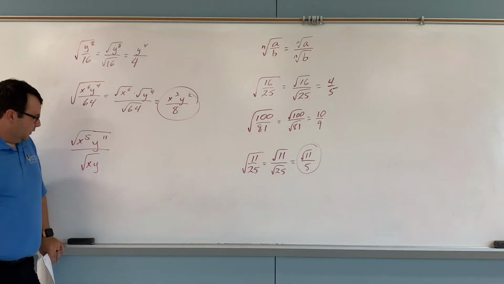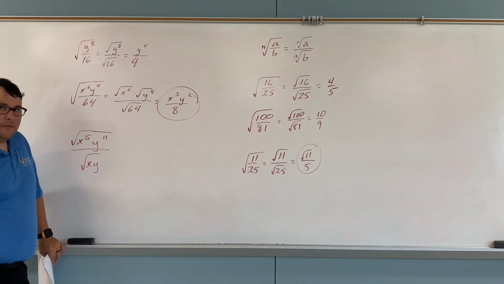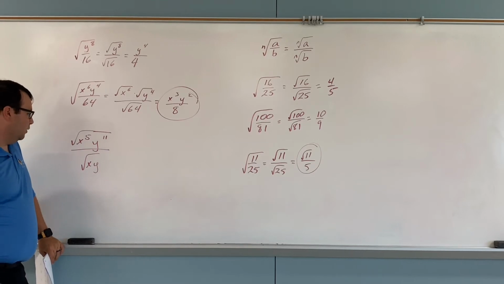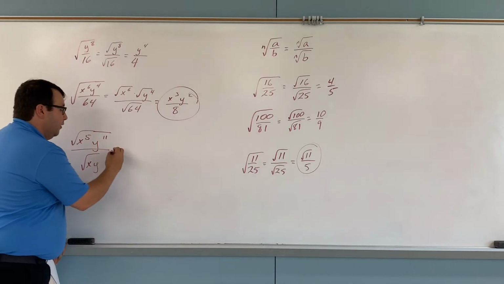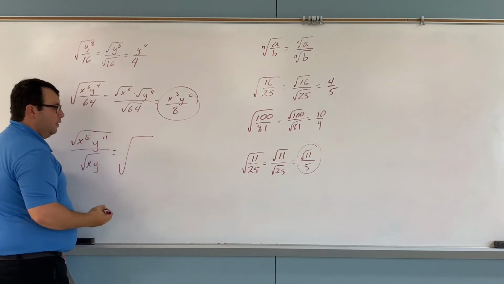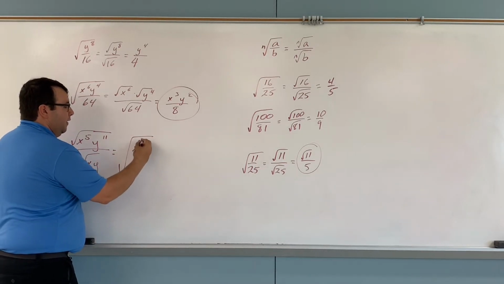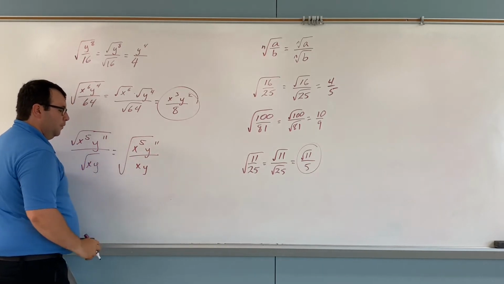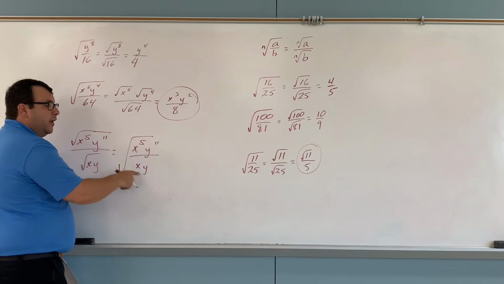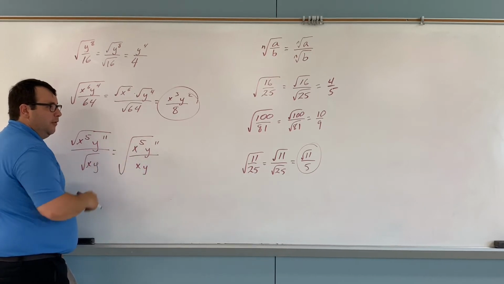Now you're looking at this and it's like, whew, I got some pieces here. It's crazy. They have the same root index. So I can technically combine this into a single square root, looking at x to the 5th y to the 11th over xy. I can then simplify in here before taking the radical.